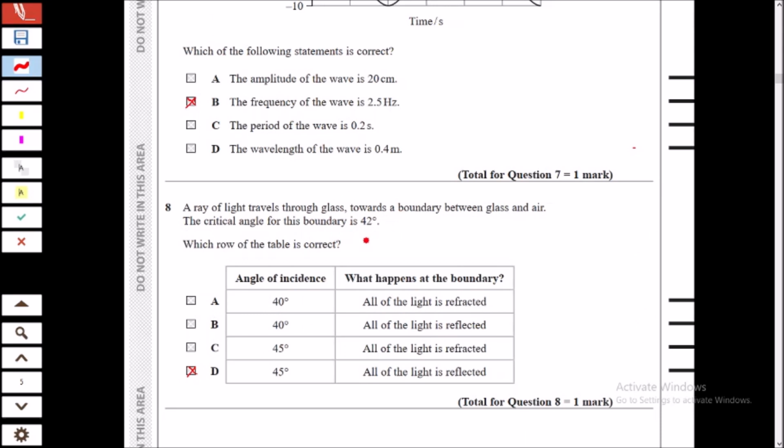Critical angle is 42 degrees, which is correct. If you have an incident angle of 40 degrees, all of the light is refracted? Well, all the light is not refracted. Some light is refracted and some light is reflected even before hitting the critical angle. So at 40 degrees, all the light is not reflected because we haven't reached the critical angle yet. At 45 degrees, all the light is refracted? No, that is wrong. All the light is rather reflected. So D is the correct answer.